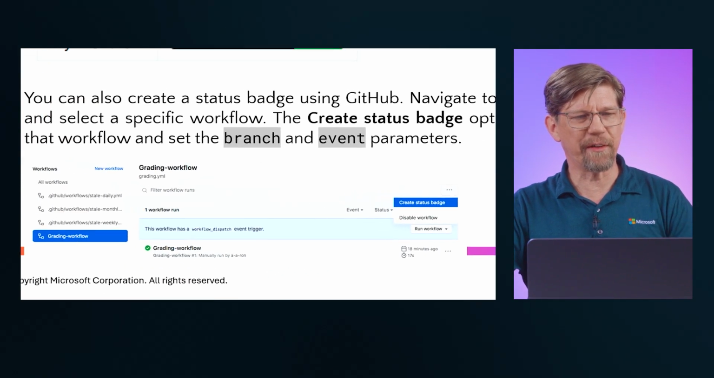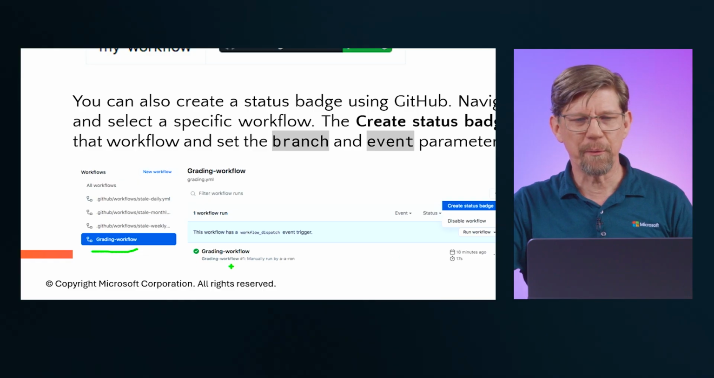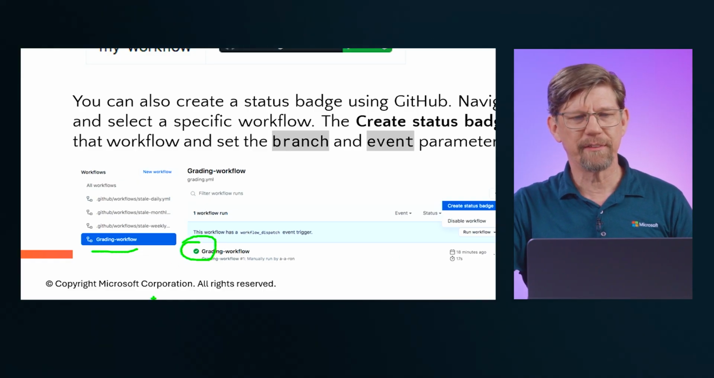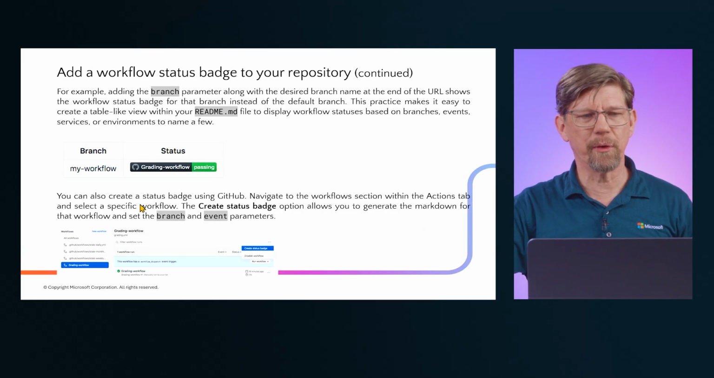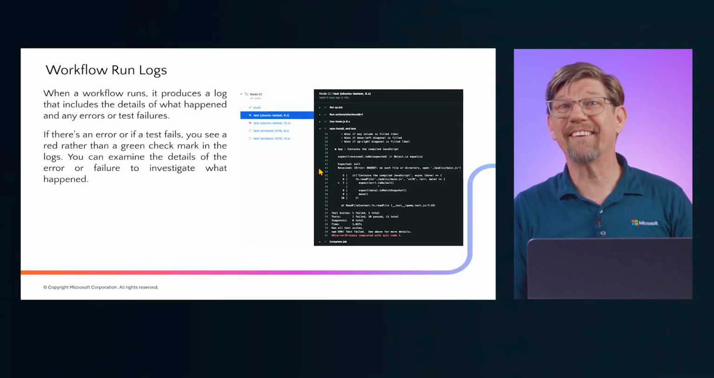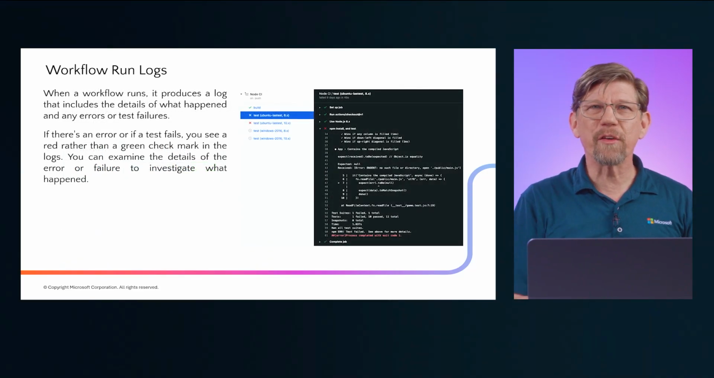So in this scenario here, when we're looking at the grading workflow, we can see the last thing that happened, little green check there, last thing that happened was a success. Therefore, we end up with a passing. Let's imagine we didn't, though. Let's imagine that there's some issue. Where are we going to go for that?